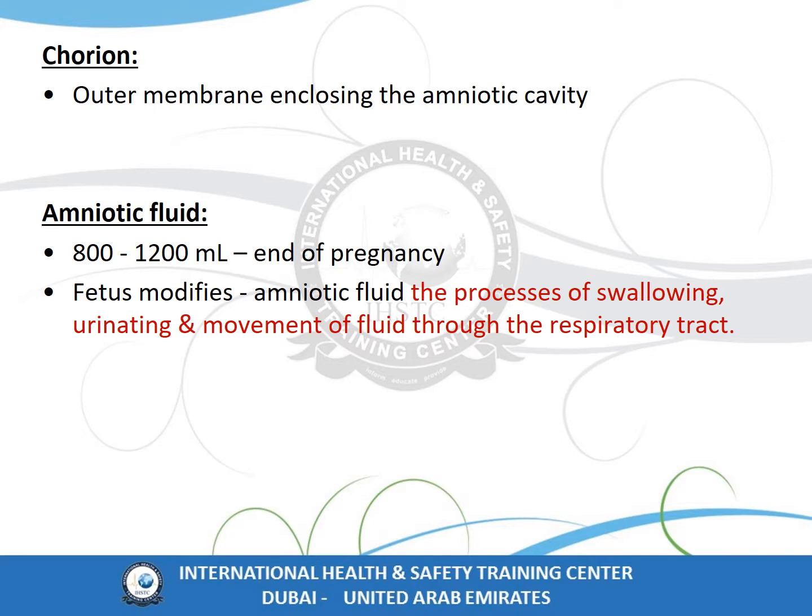Amniotic fluid. The amniotic fluid is about 800 ml and reaches 1200 ml by the end of pregnancy. The amniotic fluid surrounds, cushions and protects the fetus and allows for fetal movement. It also helps to maintain the body temperature of the fetus. It contains fetal urine and is a measure of the fetal kidney function. The fetus modifies the amniotic fluid through the process of swallowing, urinating, and the movement of fluid through the respiratory tract.